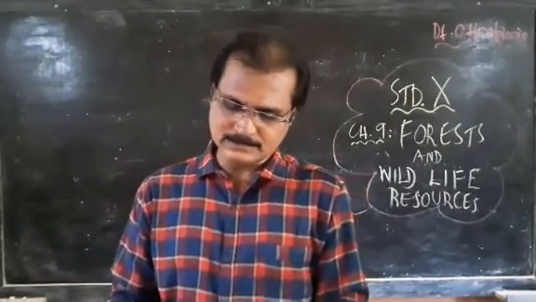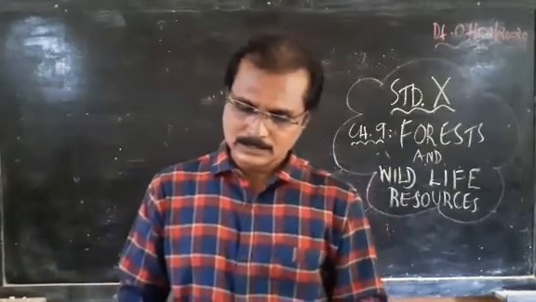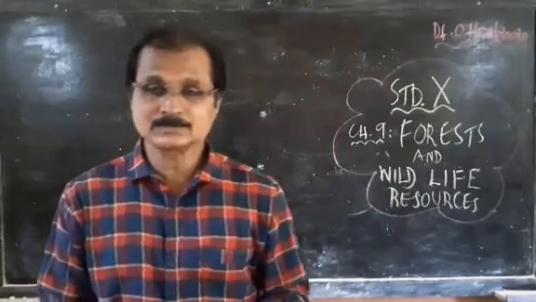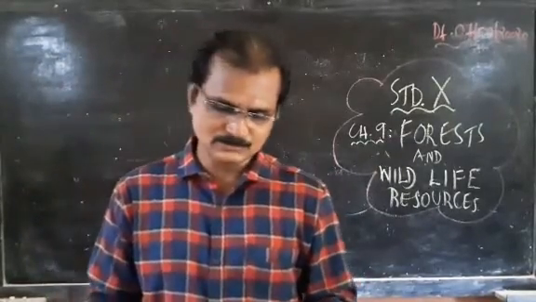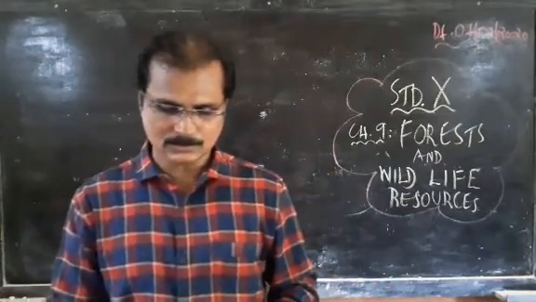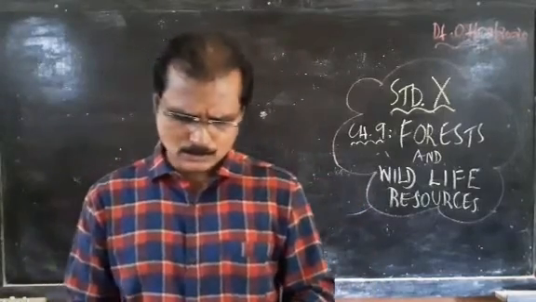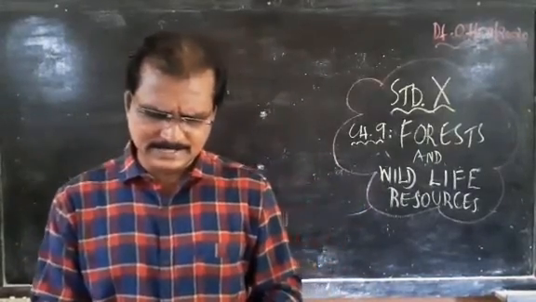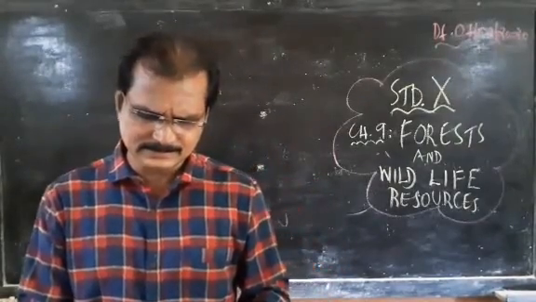So the table is given. In India, there are 18 biosphere reserve zones, and in Gujarat there is one. The national parks in India total 103, and in our state there are 4. Sanctuaries in India number 531, and in Gujarat the number is 23.